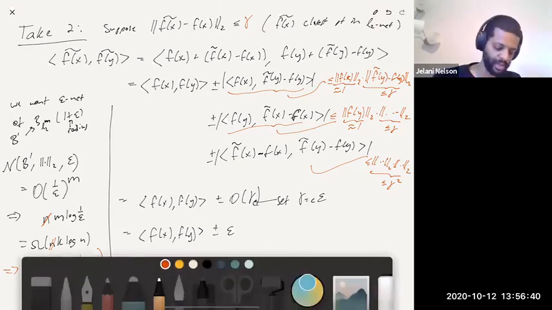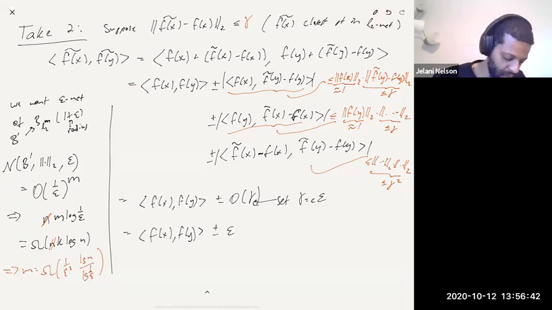So now what I want to show you is take 3, which is about this log 1 over epsilon. I want to get rid of it.